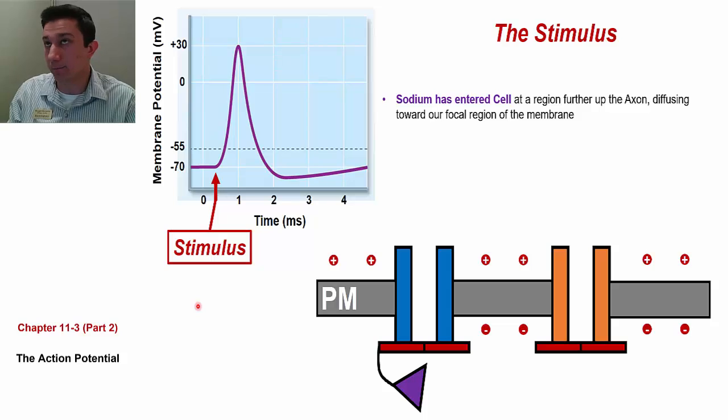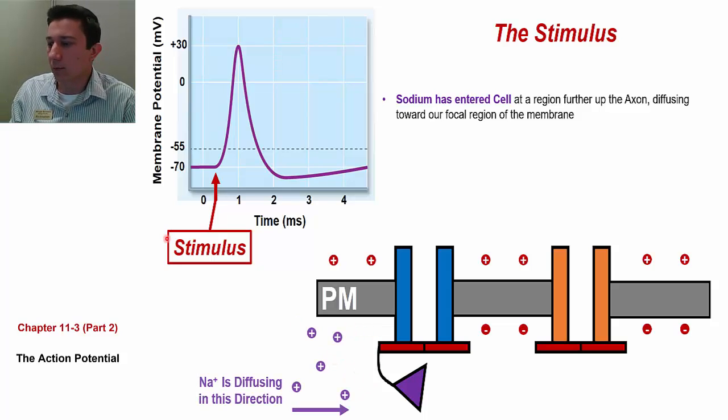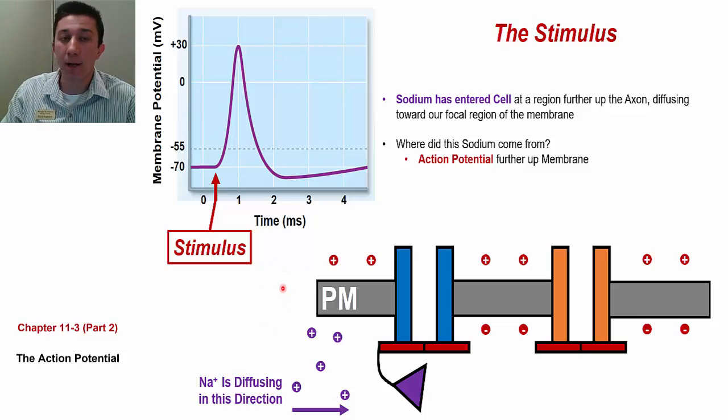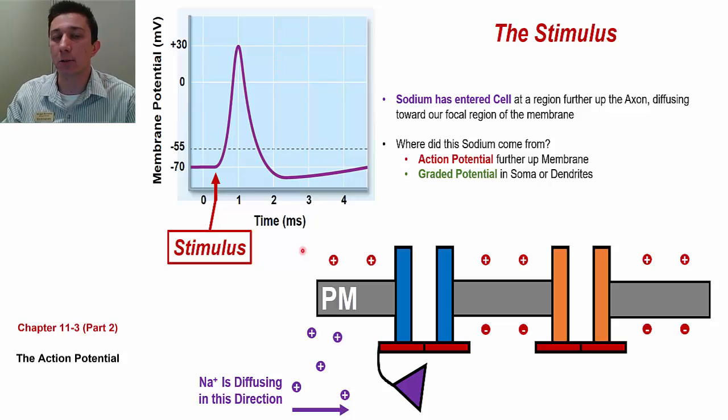At this point, the stimulus means that sodium is going to enter the cell, and it's going to move into close proximity to our voltage-gated sodium channel here. So sodium comes into the cell. It's going to diffuse away from where it entered and towards our voltage-gated sodium channel here. So you're probably asking yourself, where did this sodium come from? It could have occurred during the first part of an action potential a little bit further up the membrane, so a voltage-gated sodium channel could have opened further up the membrane that we didn't see, or an excitatory graded potential, an EPSP, being created in the soma or the dendrites.